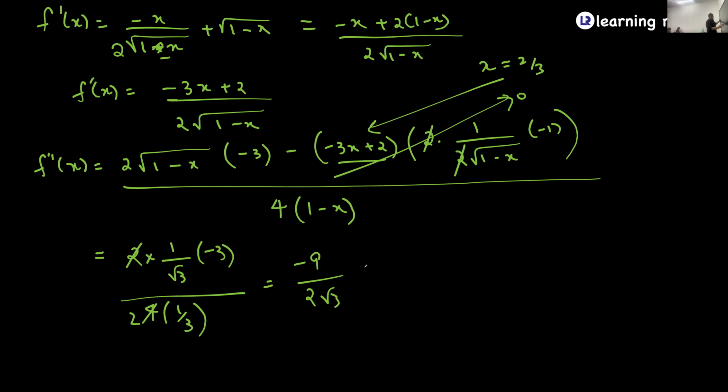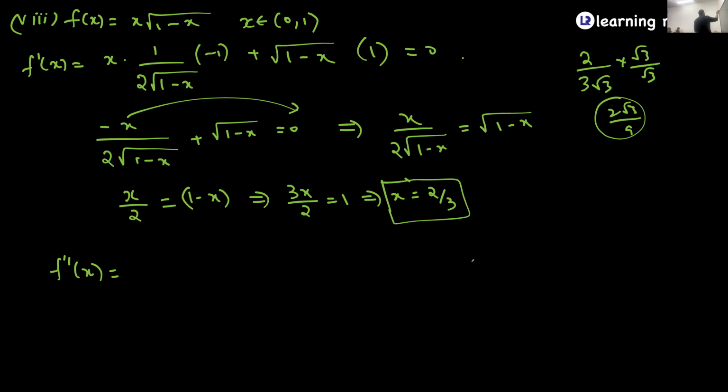Since this whole thing is a negative value, less than 0, x equal to 2 by 3 becomes the point of maximum. And to find the maximum value, we have already substituted.